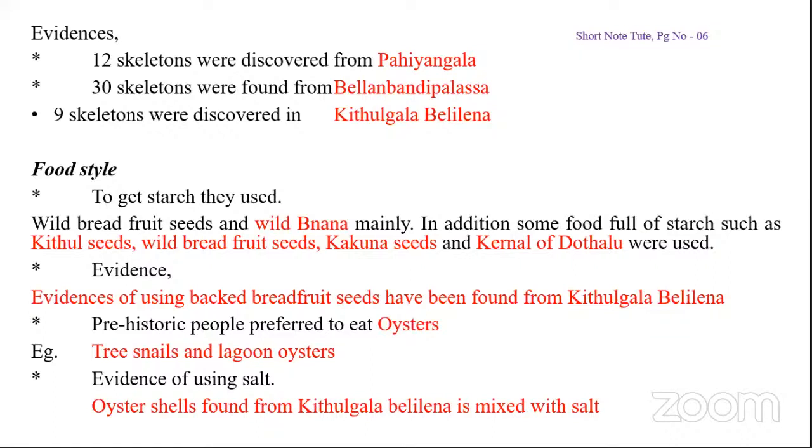Oyster shells found from Kitulgala Belilena are mixed with salt. You can't taste and find that evidence, like these oyster shells had been mixed with salt, but there were scientific methods that they used. The oyster shells found from Kitulgala Belilena are mixed with salt. So that is the evidence of using salt by the Stone Age man of Sri Lanka.